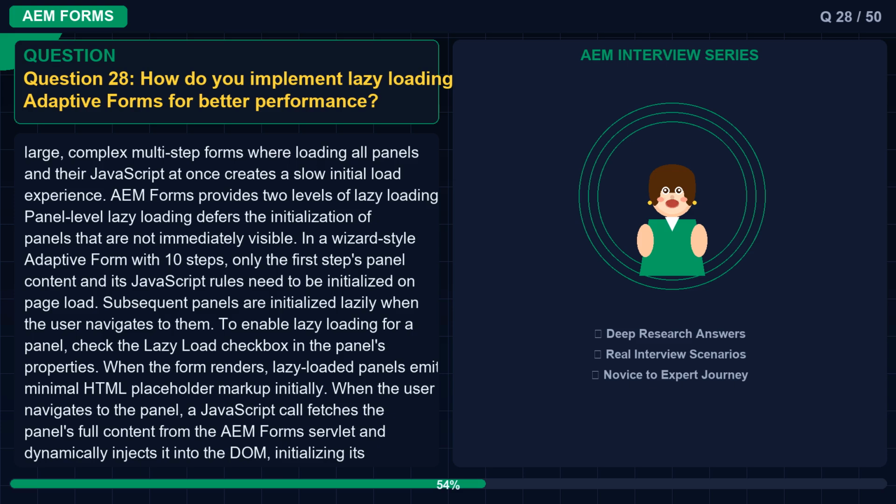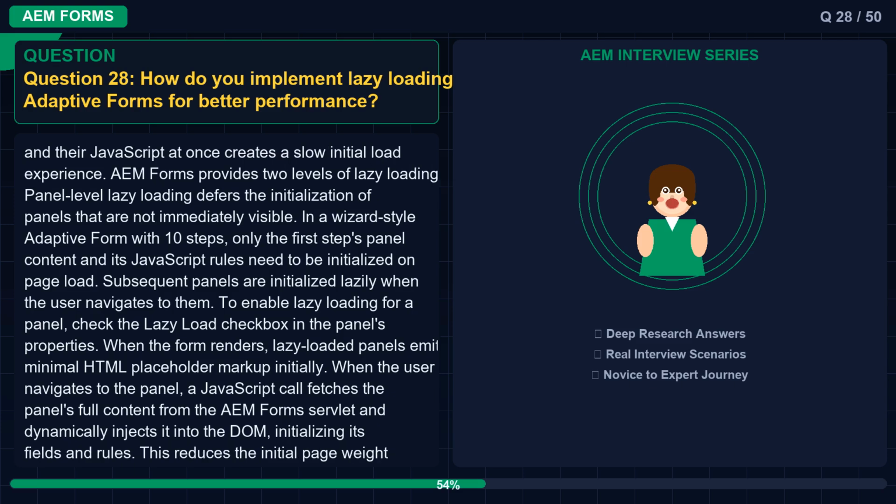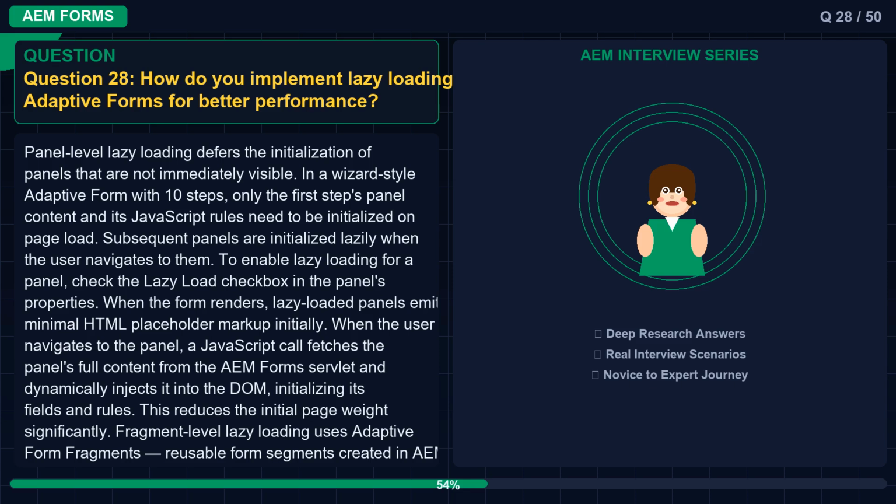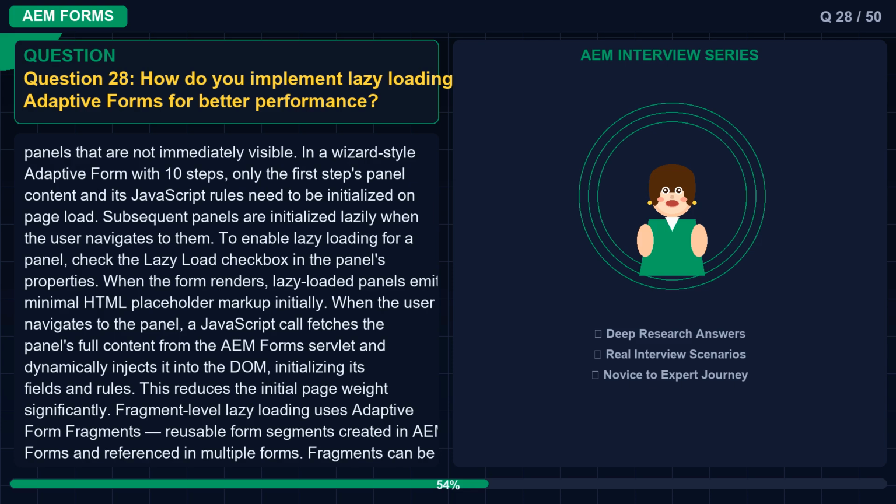AEM Forms provides two levels of lazy loading. Panel-level lazy loading defers the initialization of panels that are not immediately visible. In a wizard-style adaptive form with 10 steps, only the first step's panel content and its JavaScript rules need to be initialized on page load. Subsequent panels are initialized lazily when the user navigates to them.